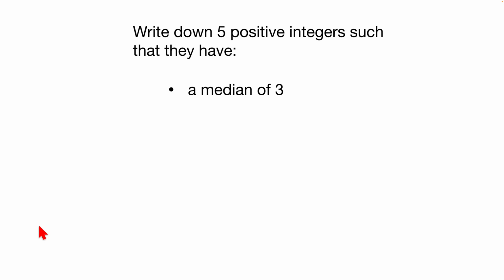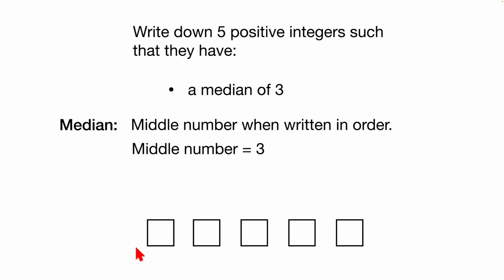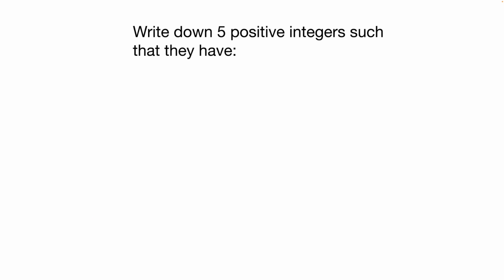A median of 3. Well, this is the good one. If you get the median of 5 numbers, you know that it is the middle number. The middle number when written in order. The middle number is 3, so when you get your 5 boxes, you can put a 3 here, which is really useful because you know that these numbers are less than 3 and these numbers are greater than 3. And because they're positive, these are going to be 1s, 2s and 3s. They can't be 0s or negative.